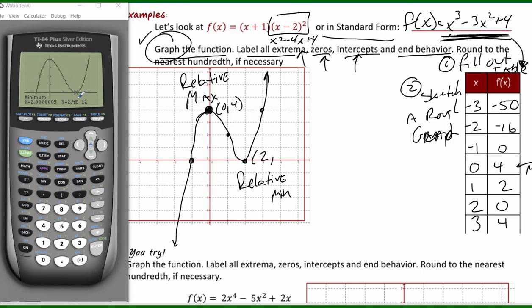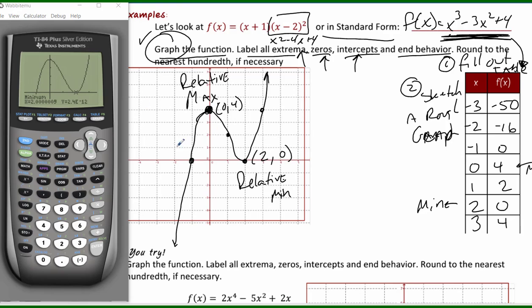Well, this is 2.4 e to the negative 12. That means that's a very, very small number. It's 0.0000000000024. Again, that's very small as well. Again, because of rounding, the calculator is misconstruing this as a number, but it should be a 0. And guess what? 2, 0 is right here. This was our minimum. So that's how we find relative max and relative min.